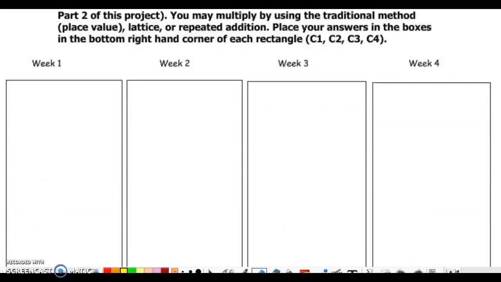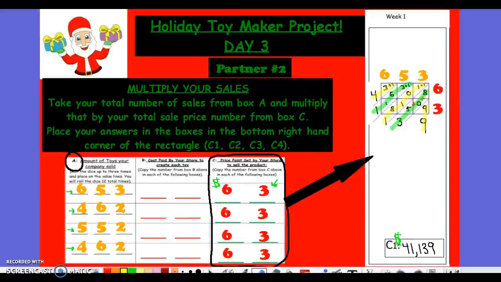So once you're done, your partner will check, and if both of you have checked and you feel comfortable and confident, you can move back to part 1 and 2.